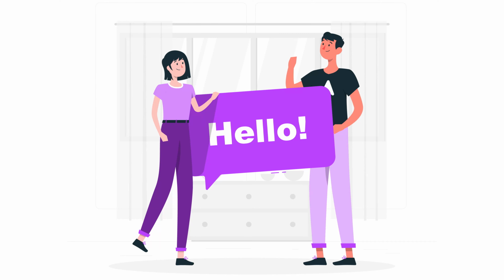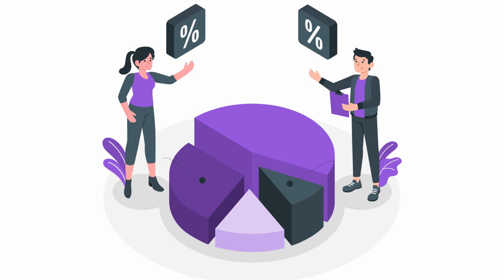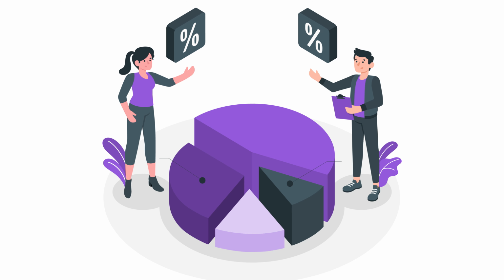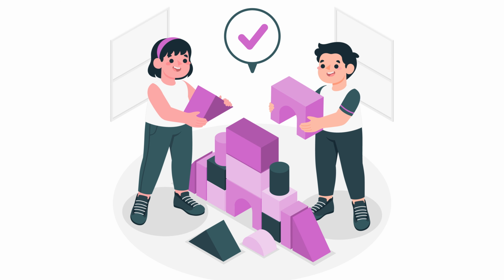Hello! Today we'll continue our journey into the world of data types in C++. This time we are diving into floating point types, float and double. These types are essential when working with numbers that have a fractional component. So let's break down what they are, their differences, and how to use them effectively in your programs.